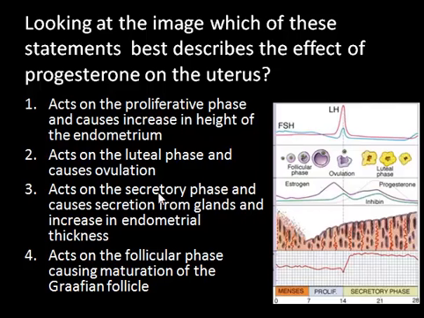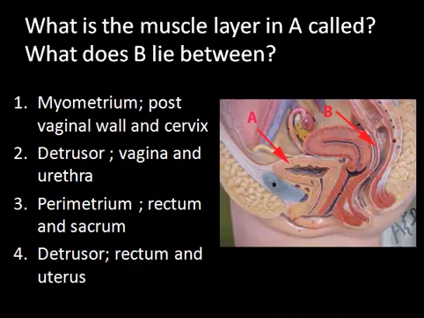Let's then look at the last question, where it asks you to identify the muscle layer in A, and then what does B lie between. So let's first get our bearings right in this image. So you can see that this is a sagittal section.